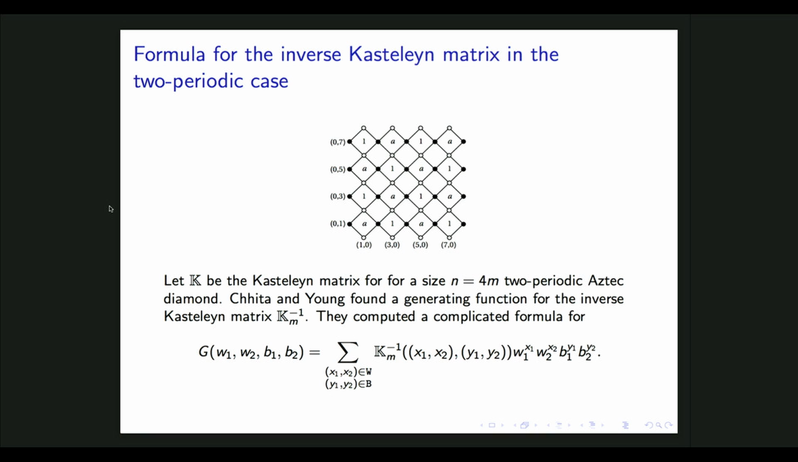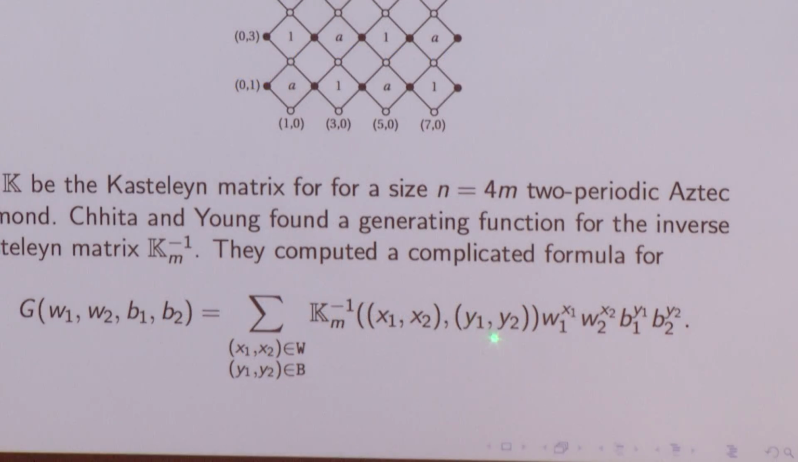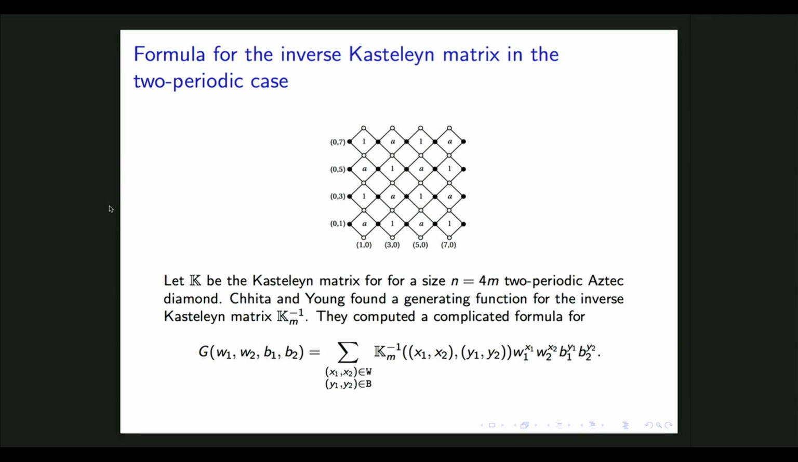So you go through all these white vertices here, and you go through all the black vertices, right? And you take the inverse Kasteleyn matrix, which is sort of white-black, right? And you put some parameters in the generating function here. You think of them as complex numbers, right? And you sum this up. It's a finite sum. It's some polynomial in 4, or Laurent polynomial in 4 variables, right? Or really a polynomial here, right?